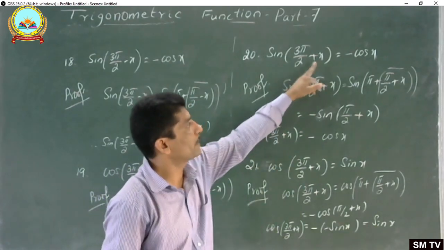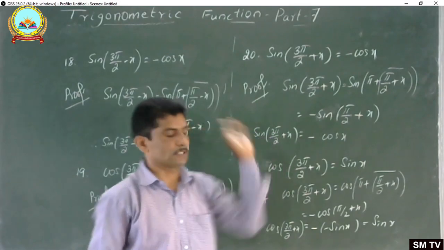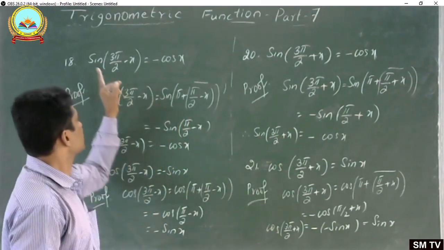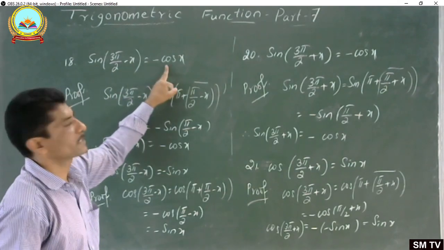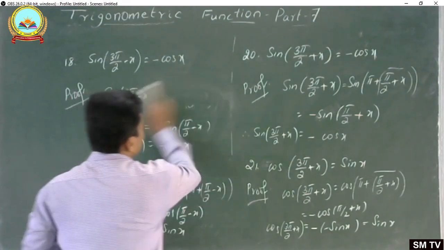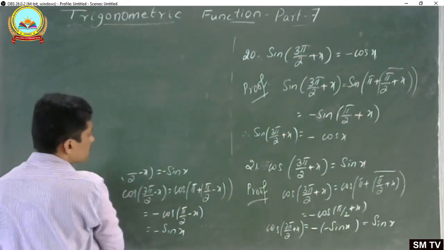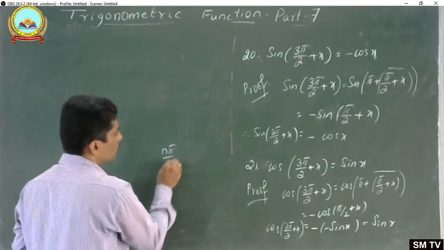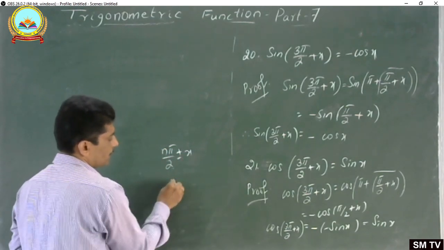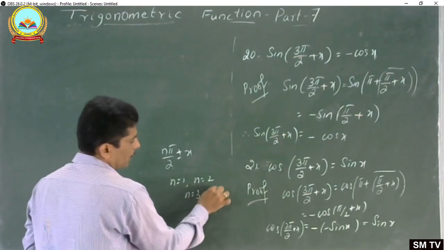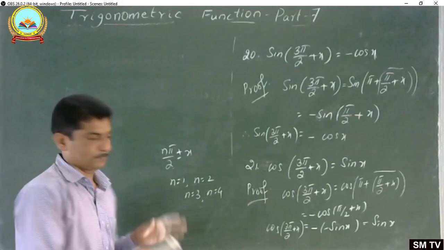Sin of 3 pi by 2 plus x is equal to minus cos x. Cos of 3 pi by 2 minus x is minus sin x. Sin of 3 pi by 2 minus x is equal to minus cos x. So similarly, this results in one complete revolution, n into pi by 2 plus or minus x. Here n is equal to 1, n equal to 2, n equal to 3 and the last one is n equal to 4. It is clear?